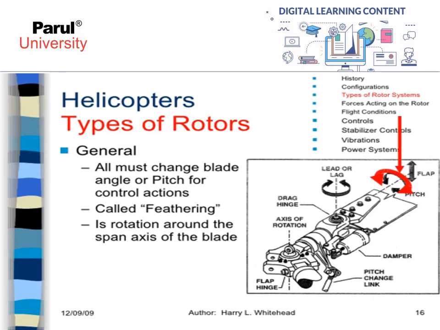Now the helicopter types of rotor. What are the types of rotor? In general, all must change blade angle or pitch for control action, called feathering. We can see in the figure, feathering is changing the blade pitch angle. Feathering is rotation around the spin axis of the blade. You can see the red arrow in the figure, right? Now we can go for the next.